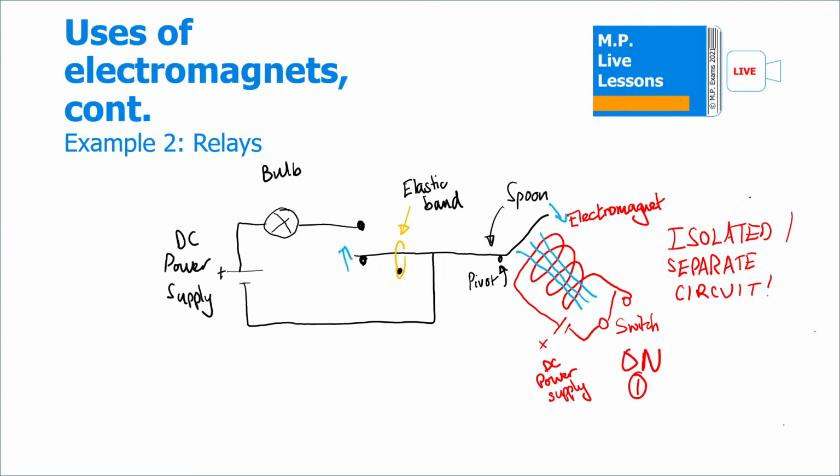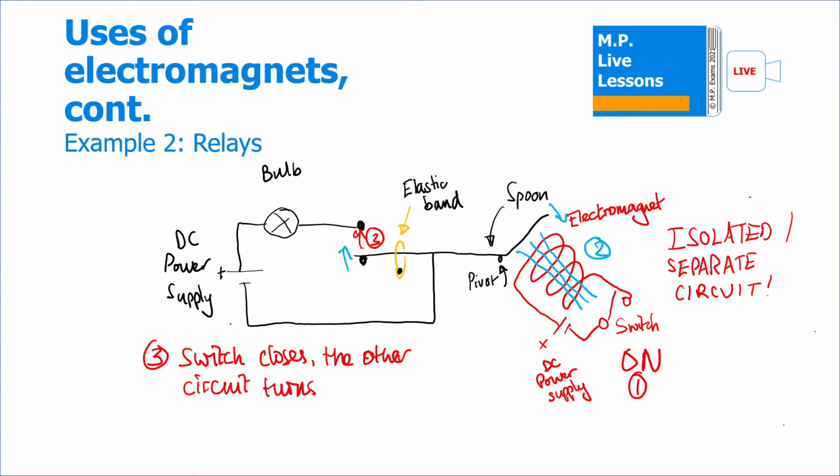This also means that the switch then closes, and that means the other circuit will turn on. That's how we can use one circuit to turn on another.